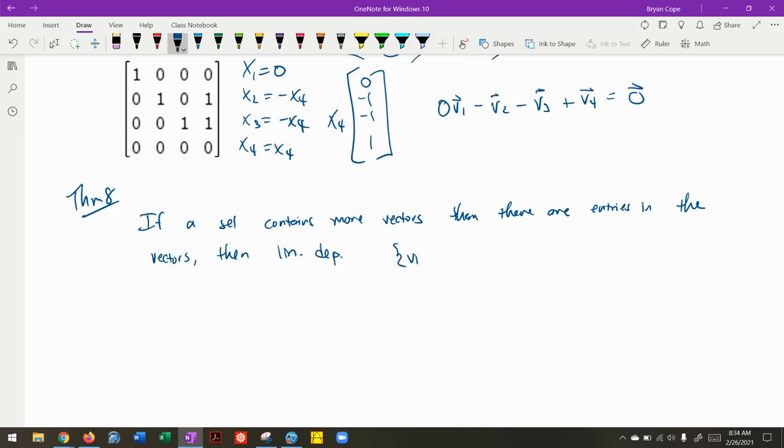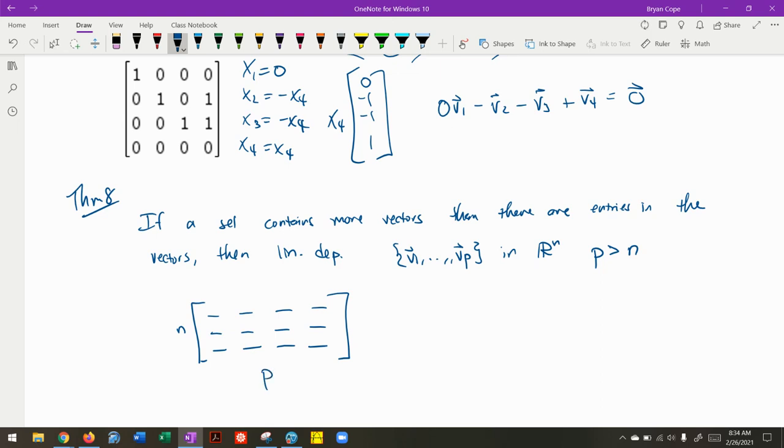So suppose you had v1 to vp, p vectors in Rn. This is a situation where we're saying p is greater than n. So let's make a case that kind of looks like that, okay? Let's say that n is 3, so there are 3 components in each vector. And let's say that p is 4. So we're talking about 4 vectors in R3. We know that there's going to be a free variable here.